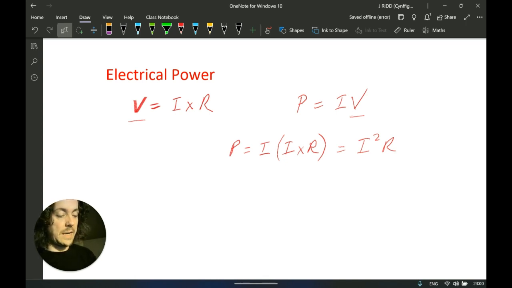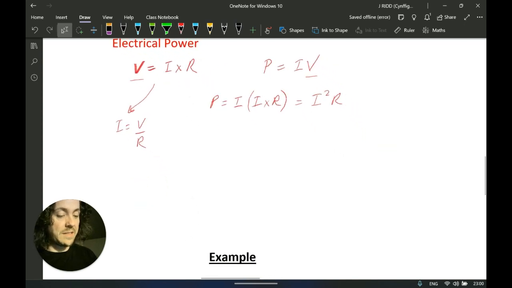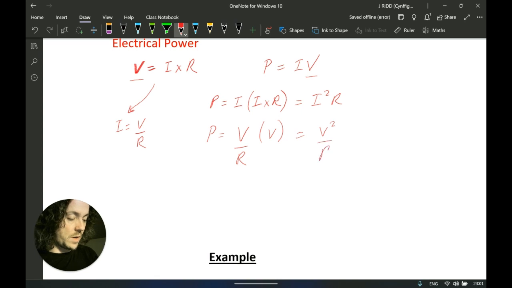And similarly, I can substitute in for I. So if I just rewrite this for a moment, and I say, well, to rearrange this, I is equal to V over R, and then we substitute that in, then I can write another power equation, and instead of writing I now, I'm going to write down V over R times V, and that's going to be equal to V squared over R.